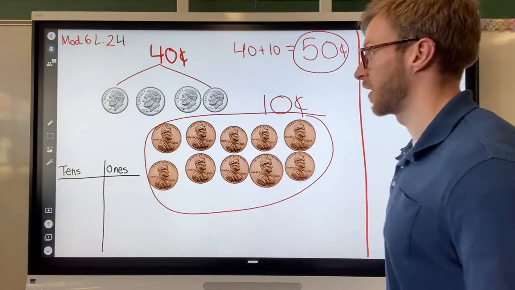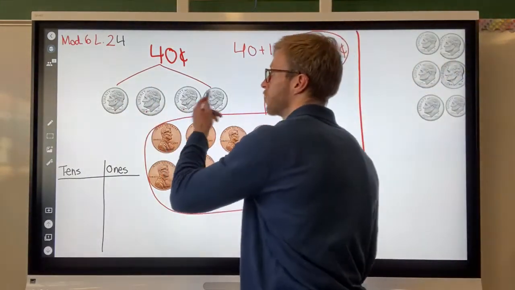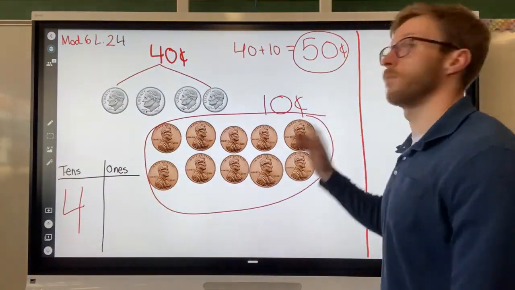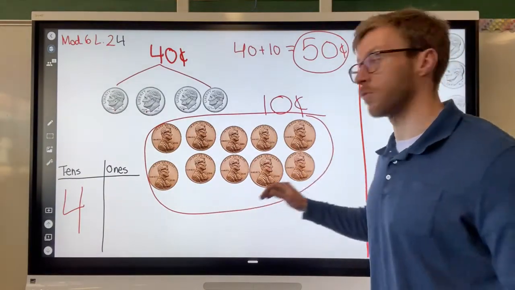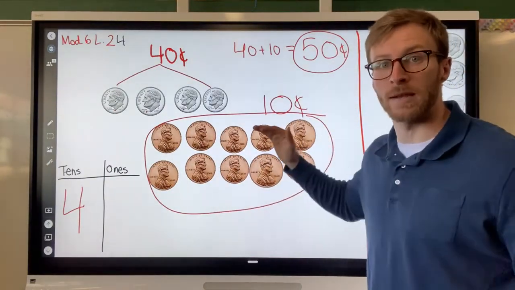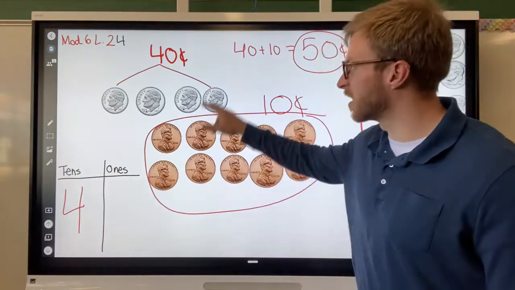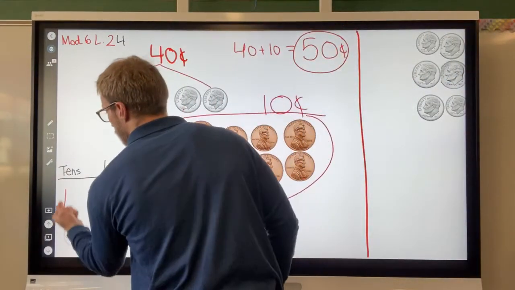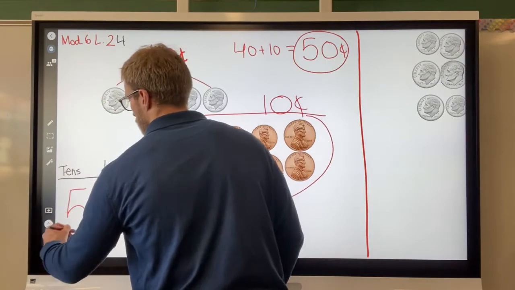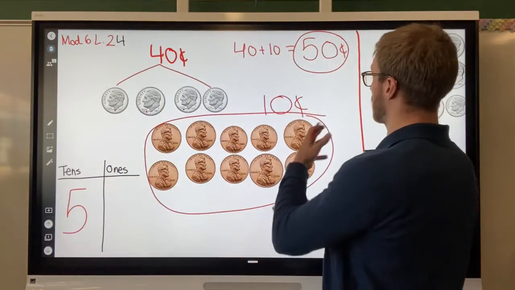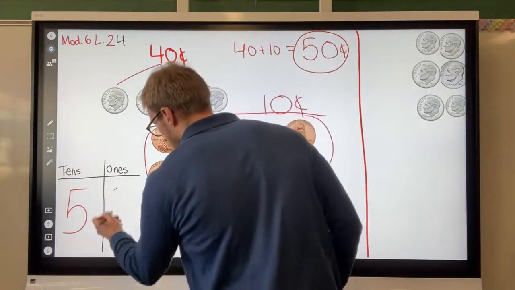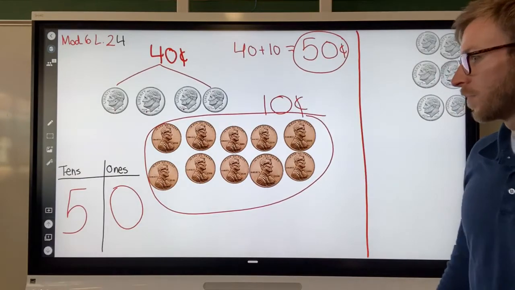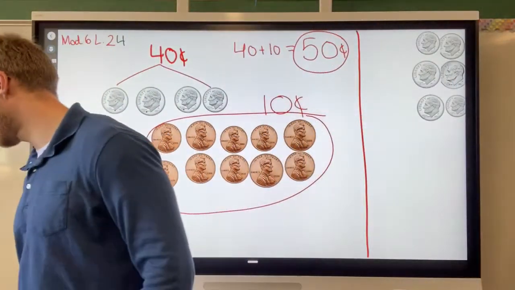Let's double check with our place value chart. I have 1, 2, 3, 4 tens. I'm going to write 4 right here. And then I remember this is its own group of 10. So 10 pennies is the same as 1 dime. So we have another group of 10 here. That makes our 5th group of 10. And we have no extra pennies laying around, or extra ones, so we write a 0. And we get the same answer, 50 cents and 50 cents. Awesome, great job. You guys are doing really well.